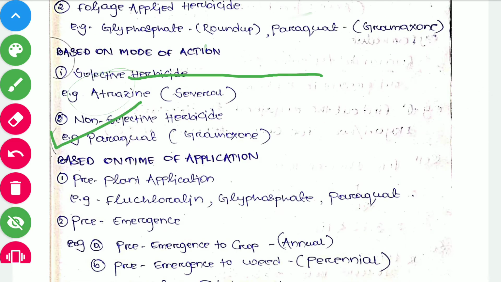Then we will discuss non-selective herbicide. The non-selective herbicide will kill all the plants on which it is applied. Means the plant which comes in contact with such kind of herbicide, it will kill, and it will not kill selectively, whether it is our wanted plant or unwanted plant. It will kill all the plants, that is wanted as well as unwanted.